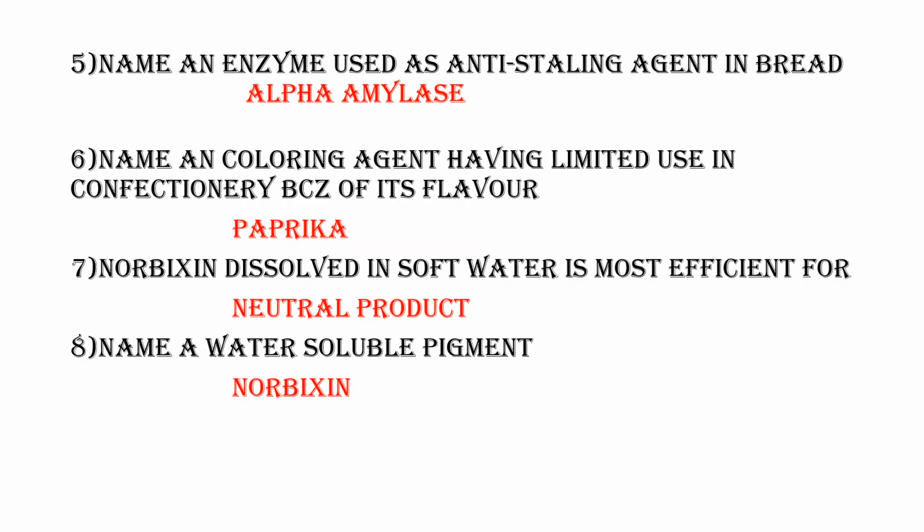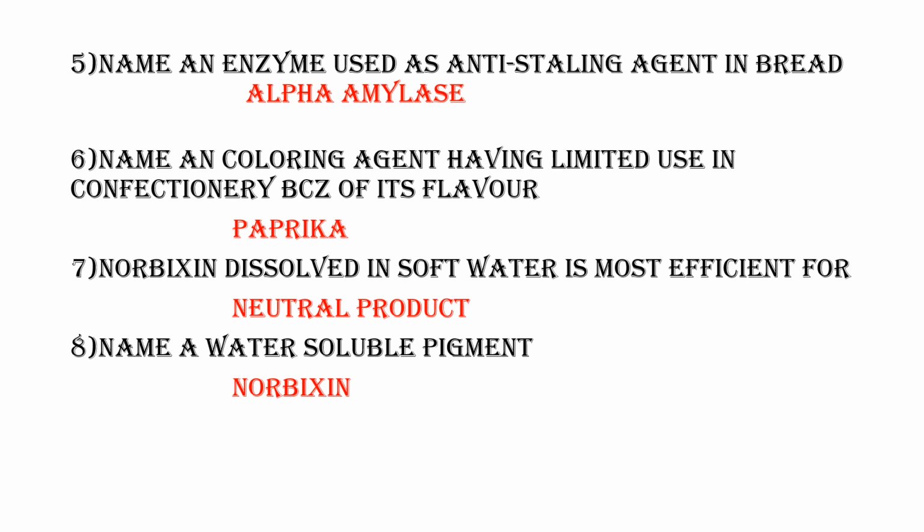So, fifth question. Name an enzyme used as an anti-staling agent in bread. So, in bread, we are using an enzyme for anti-staling. Alpha amylase is the answer.